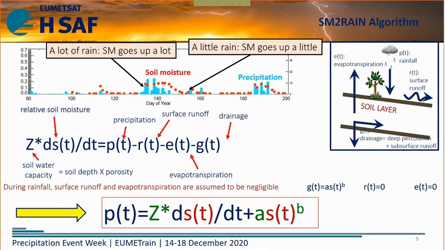Of course, the quality of the rainfall estimates is related to the quality of the input soil moisture data. For instance, frozen soils, highly vegetated areas, and complex topography can impact the quality of the input satellite soil moisture product. So in this case, we can obtain rainfall with a lower quality.